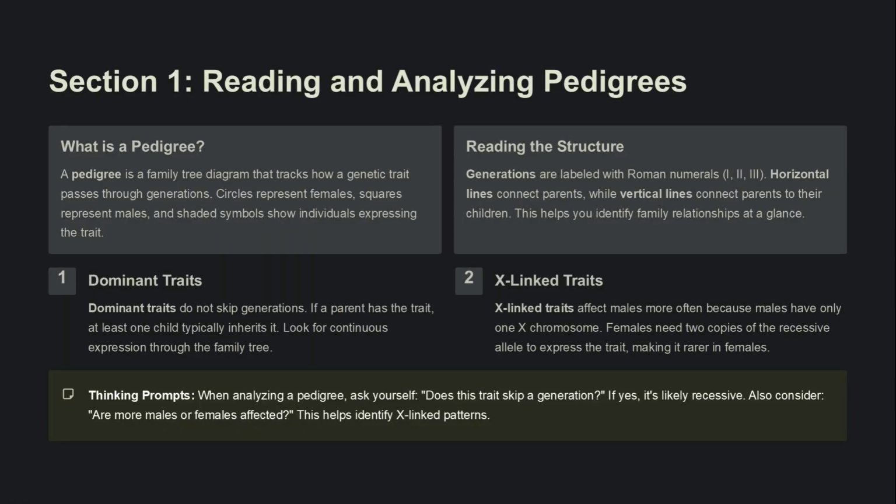A pedigree is a family tree diagram that tracks how a genetic trait passes through generations. Circles represent females, squares represent males, and shaded symbols show individuals expressing the trait. Generations are labeled with Roman numerals, and lines connect family members. Dominant traits do not skip generations, while X-linked traits may skip generations more often in males. When analyzing a pedigree, consider if the trait skips a generation, and identify X-linked patterns.